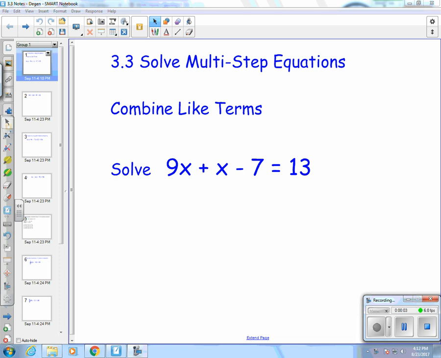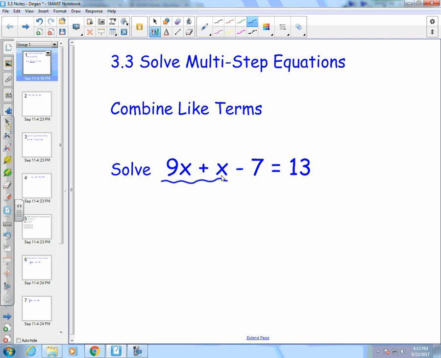Today we're going to be solving multi-step equations. This is section 3.3. The first thing that you need to work on is combining your like terms. When you have a problem like 9x plus x minus 7 equals 13, we need to work on combining the like terms that are on one side of the equation first. So 9x plus x gives us 10x minus 7 equals 13.